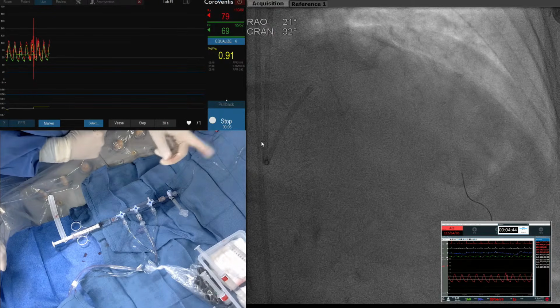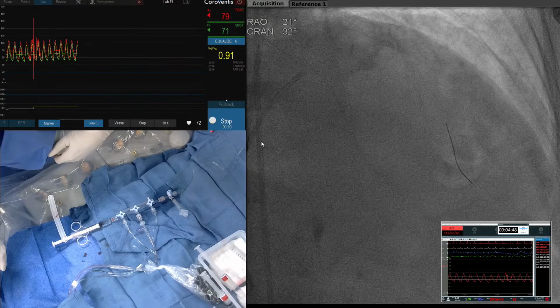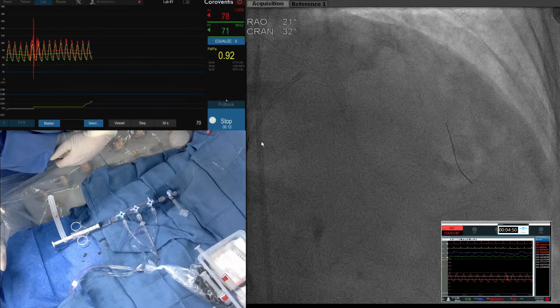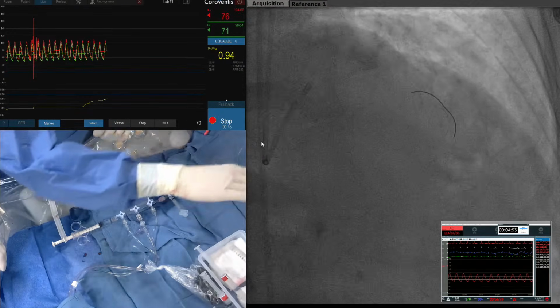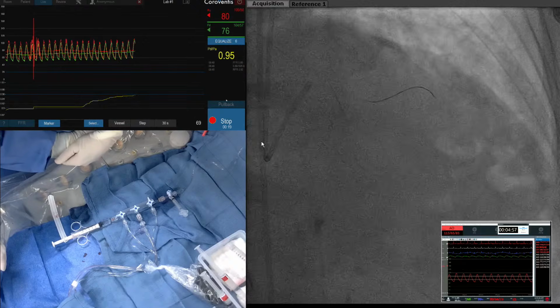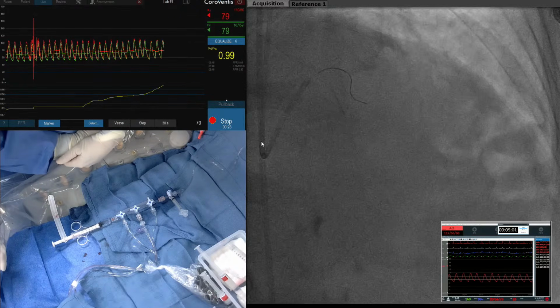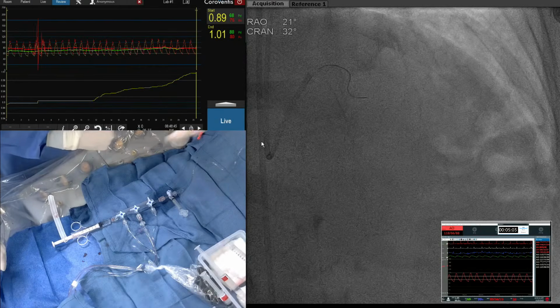Should we start? Yep. Pulling back the wire. I expect the jump in the proximal LAD. It's probably going to be right around that curve. Yeah, look at that. It's pretty diffuse. It's recovering slowly but surely. And now, yeah, it looks like a pretty gradual gradient. Perfect.